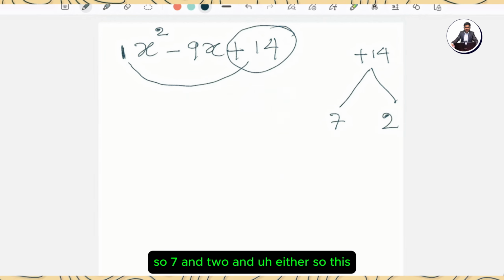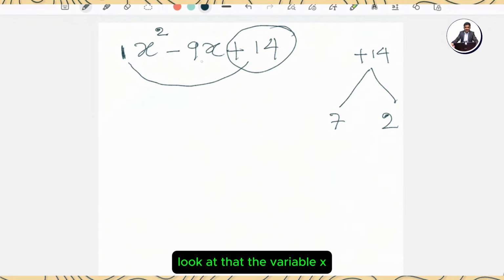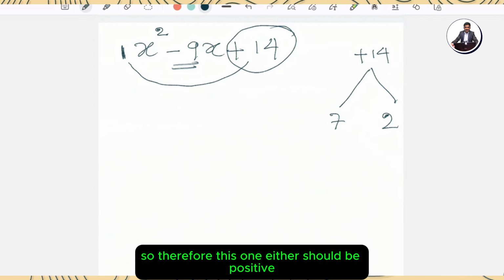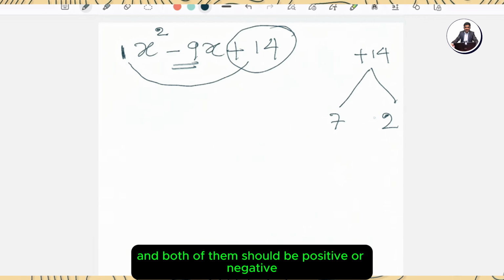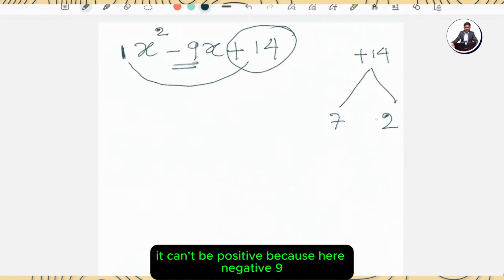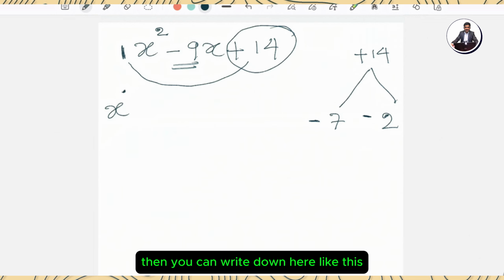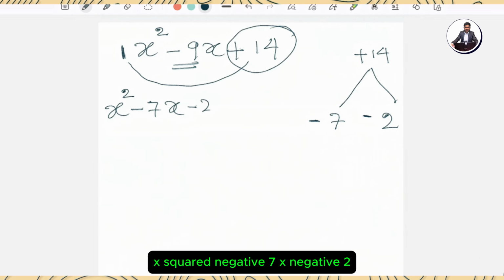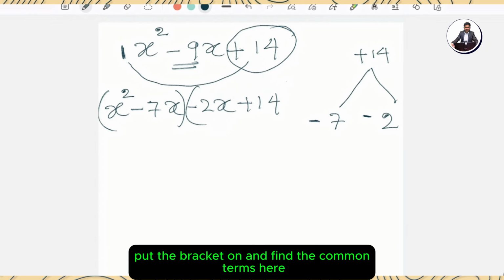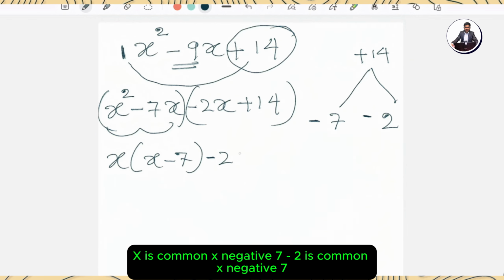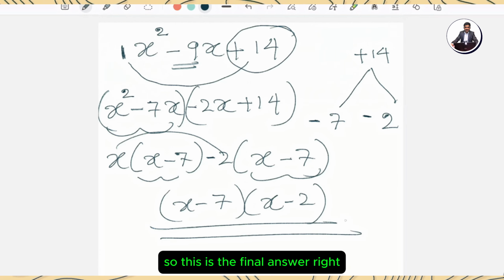So 7 and 2. Look at that, the coefficient of the variable x is negative 9. So both of them should be positive or both negative. It can't be positive because here it is negative 9. So both should be negative, right? Then you can write down here: x squared, negative 7x, negative 2x, positive 14. Put the brackets on and find the common terms. Here, x is common, x negative 7, negative 2 is common, x negative 7. Now x minus 7 is common, and you can combine those two terms. So this is the final answer, right?